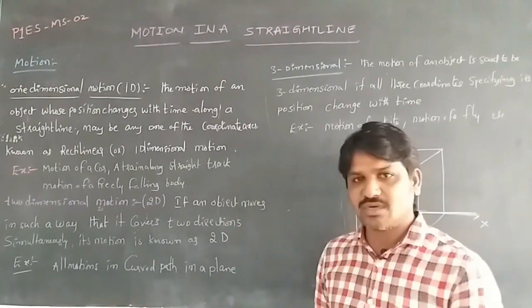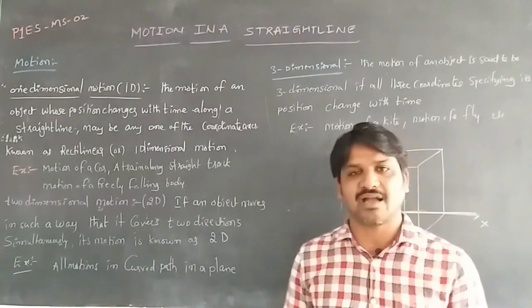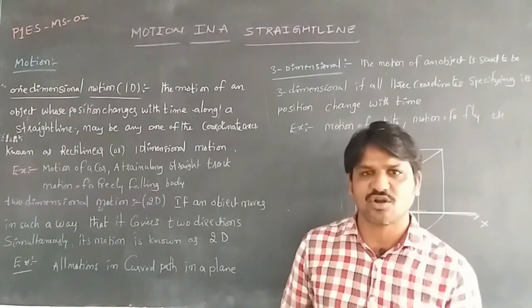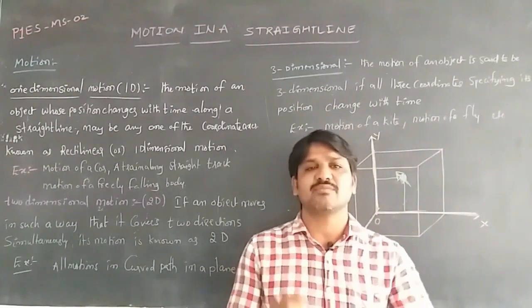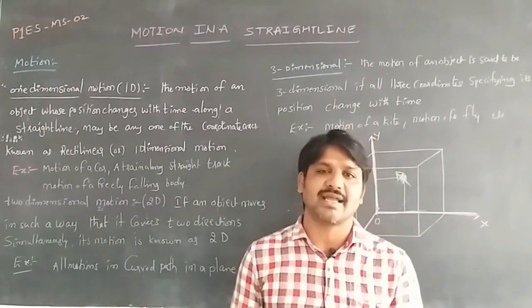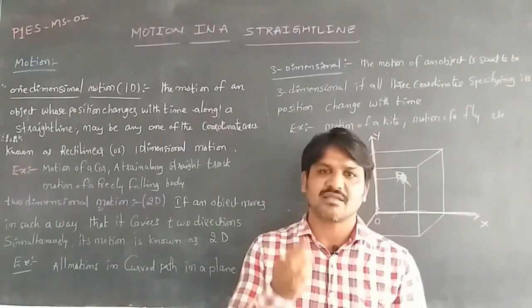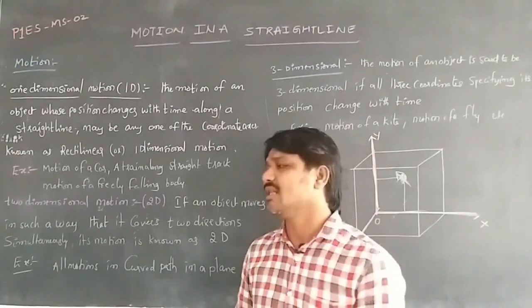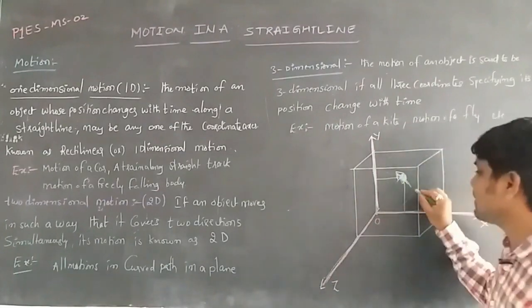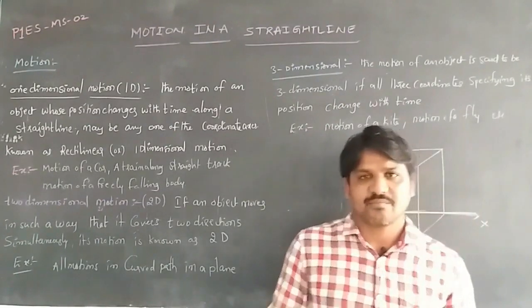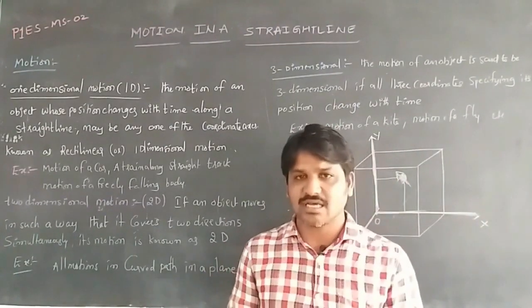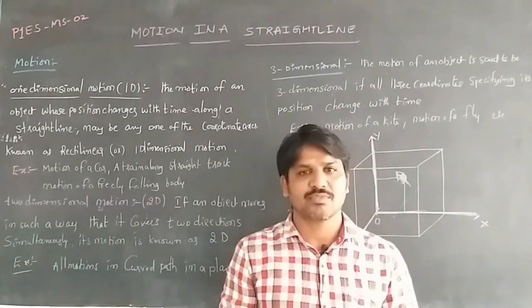The third one is three-dimensional motion. If the position of an object which is moving can be specified by three coordinate axes, then it is three-dimensional motion, like a flying kite in the air, as well as a fly in the room.